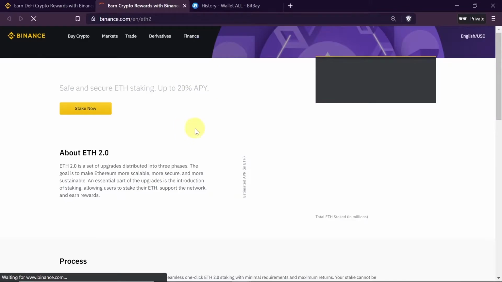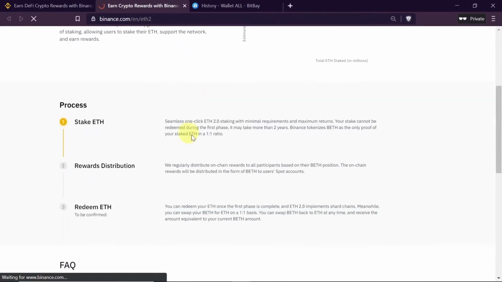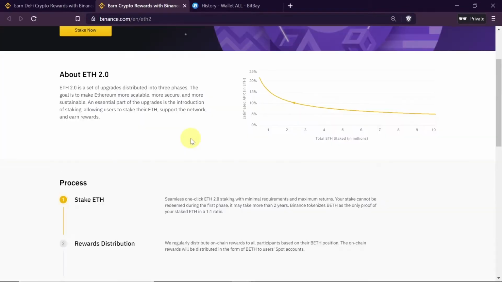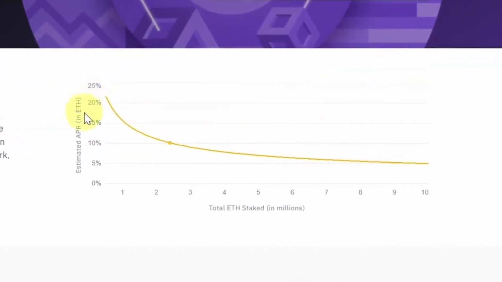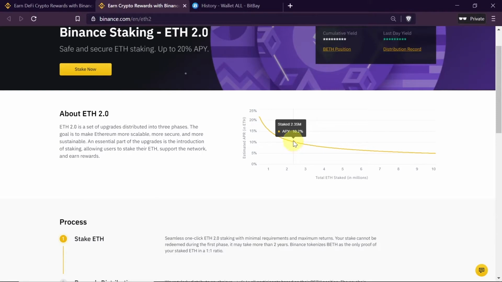This will open a new tab, and over here you can read some crucial information about Ethereum 2.0 staking. And a very important thing, over here on the right side we have estimated rewards per year. As you can see, we are at this point right now where rewards for staking Ethereum are around 10% per year. That means if you stake 10 Ethereum, after 1 year you will have an extra 1 Ethereum for staking it.